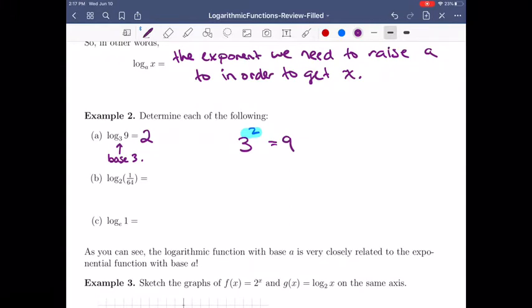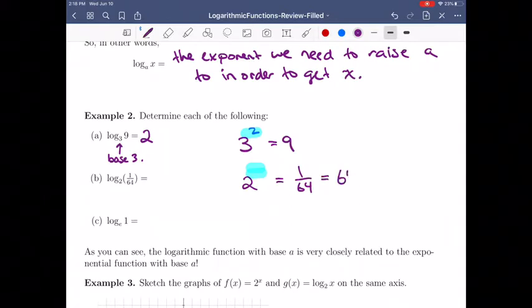Okay, now for the next one, our base is 2. So we want 2 to what power equals 1 over 64. This is a tougher one, so we might want to write 1 over 64 differently. So this is actually 64 to the minus 1. And 64 is actually a power of 2. It's 2 to the power 6. So this is 2 to the 6, to the minus 1. So it's going to be 2 to the minus 6. Then our exponent that we need is actually minus 6. So this log is equal to minus 6.